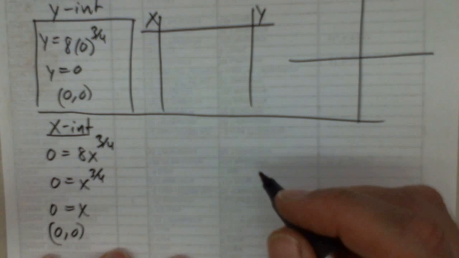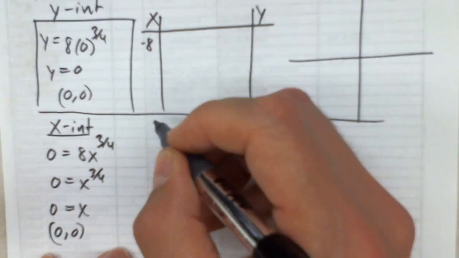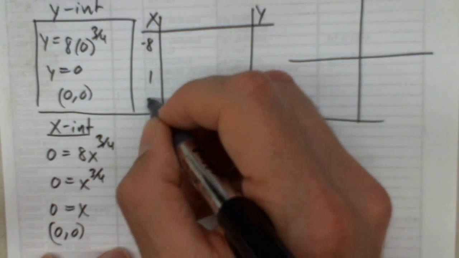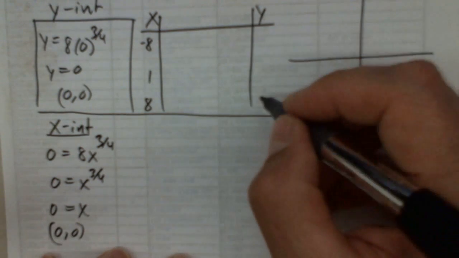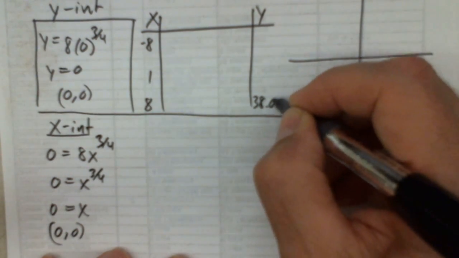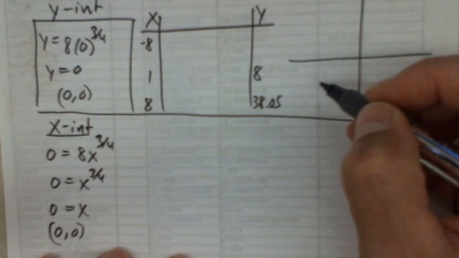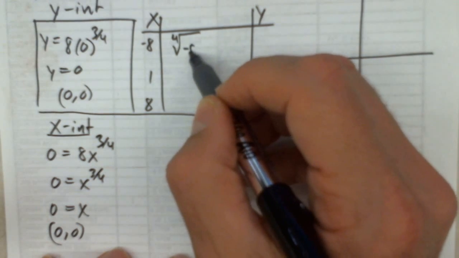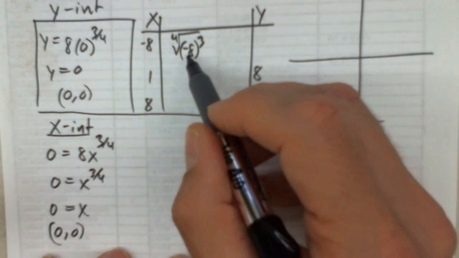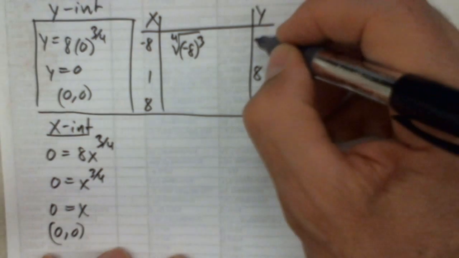And I guess these aren't easy to evaluate, they're just some numbers. We'll use a calculator. So with a calculator we get 38. You plug in a 1, you get 8. And if you try to do the 4th root of -8 cubed, -8 cubed is negative, and the 4th root is imaginary.